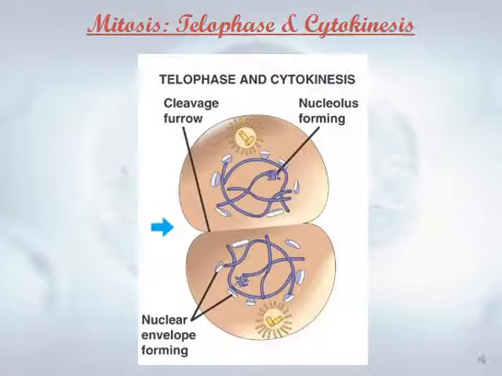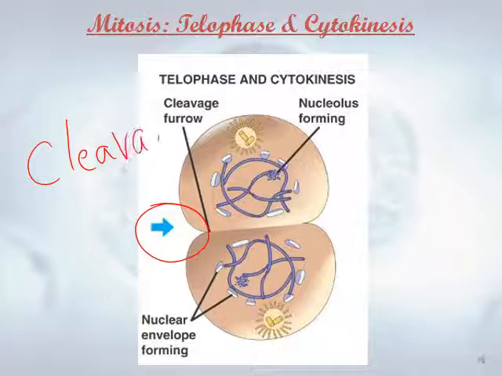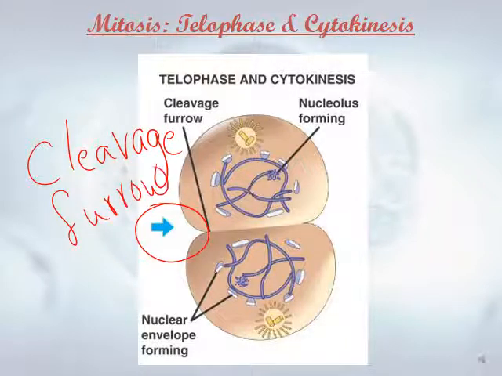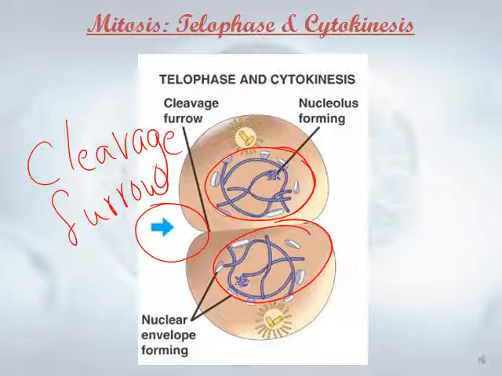Last phase: prophase, metaphase, anaphase, and now we have telophase and cytokinesis. In telophase, we have an important note here, the key here, the cleavage furrow. This is the cleavage furrow, where the cell will divide into two cells. The chromosomes form two identical groups at the opposite poles. These chromosomes will decondense back to the chromatin form.